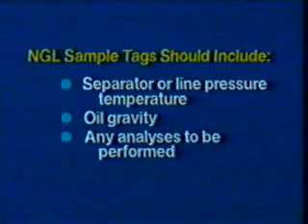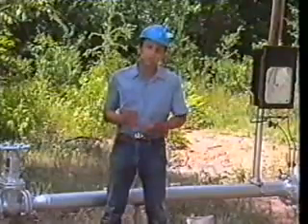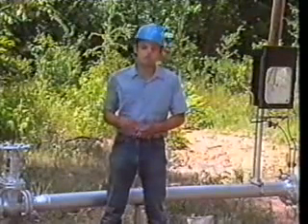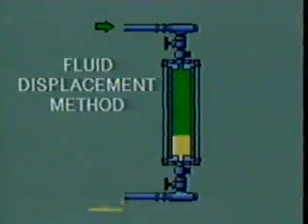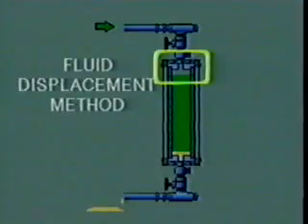The two most common methods of NGL sampling are the fluid displacement method and the floating piston method. Sampling by the fluid displacement method requires that a sample cylinder filled with a displacement fluid, usually glycol, water, or brine, be attached to a sampling valve by tubing. The sample is drawn by bleeding the fluid and replacing it with the sample. Unlike gas, outage is necessary to prevent cylinder damage or loss of sample through a relief valve or rupture disc.